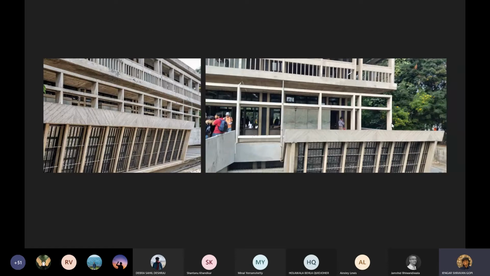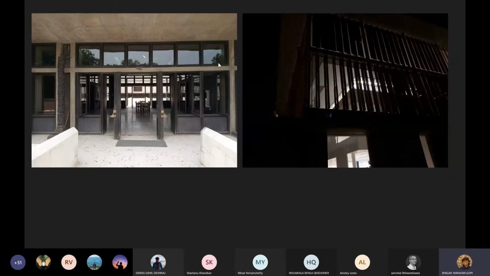So yeah, these structures really kind of define the frame as a whole, and then behind them you have them set back. So you have the doors and the windows.